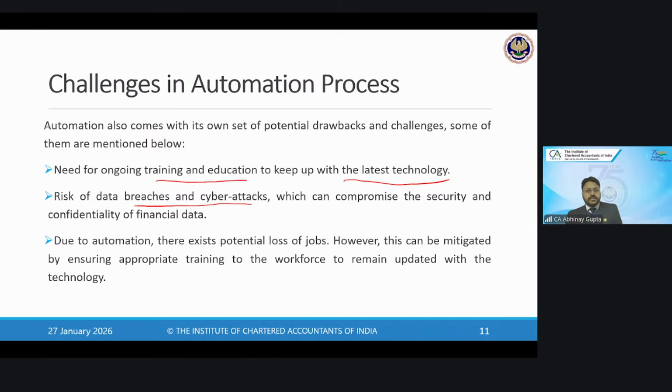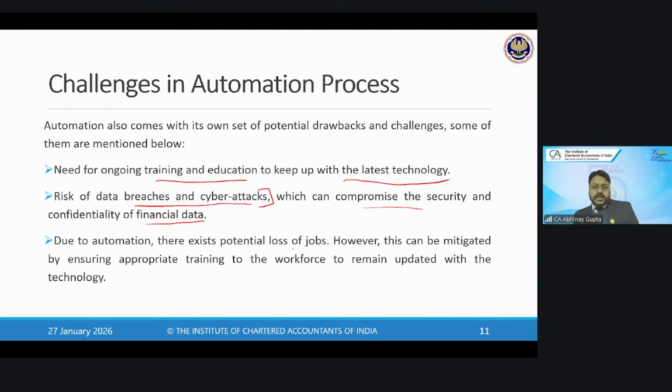So either the cyber attacks are on the company's website, or simply on our system, because our systems were not properly secured by adequate firewalls, right? So there is always a risk in using these technologies or systems, because it is dependent on the internet of things, which can compromise the security and the confidentiality of the financial data. So if the cyber attack is there, then your data will be compromised. Correct? Yes, sir. Correct.